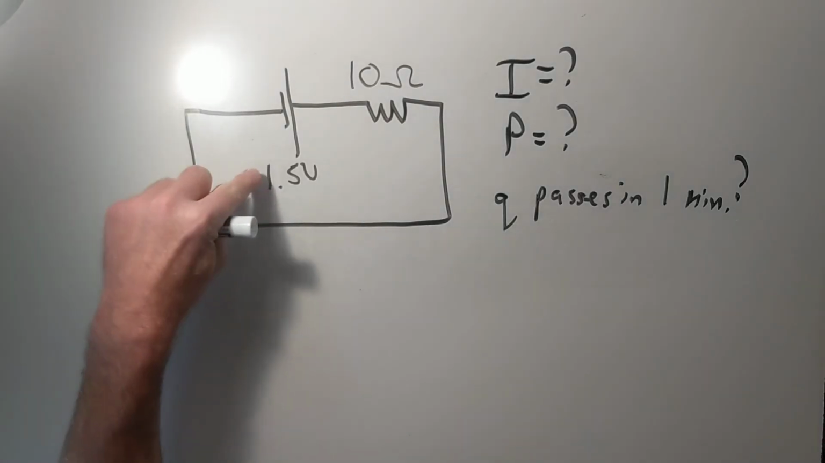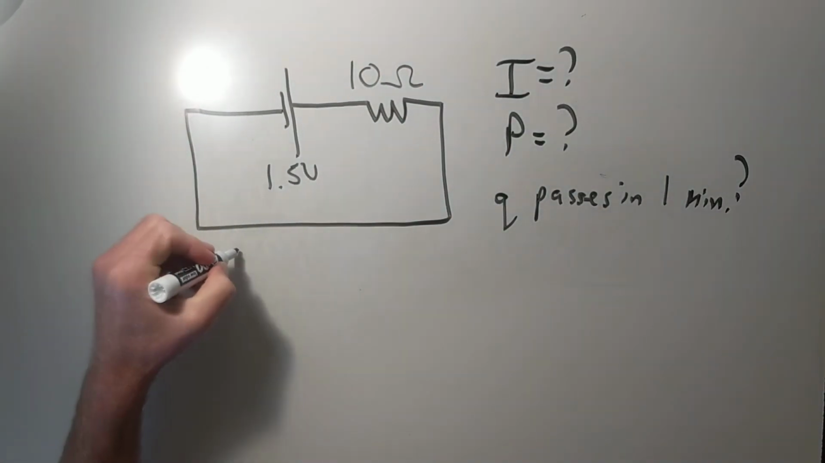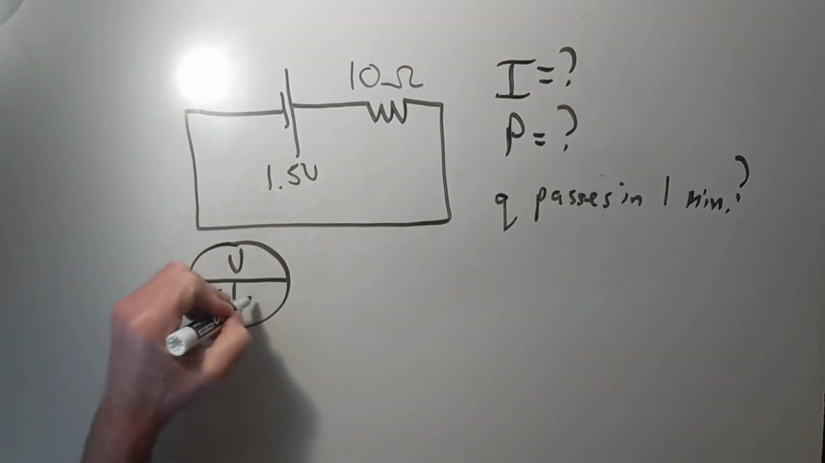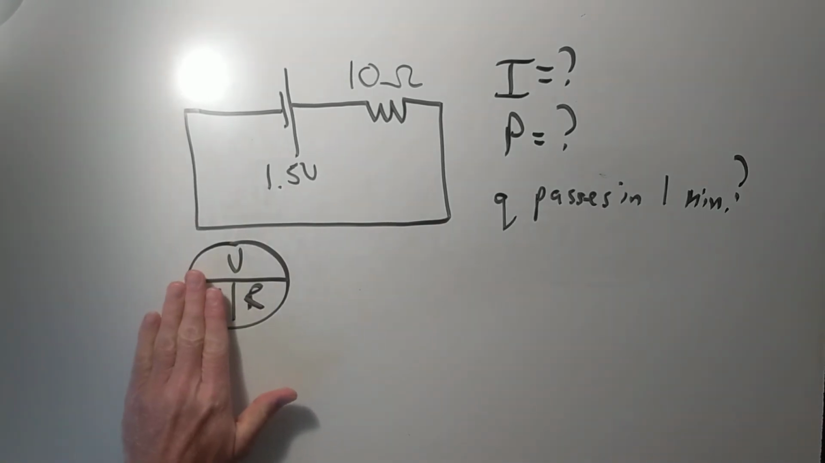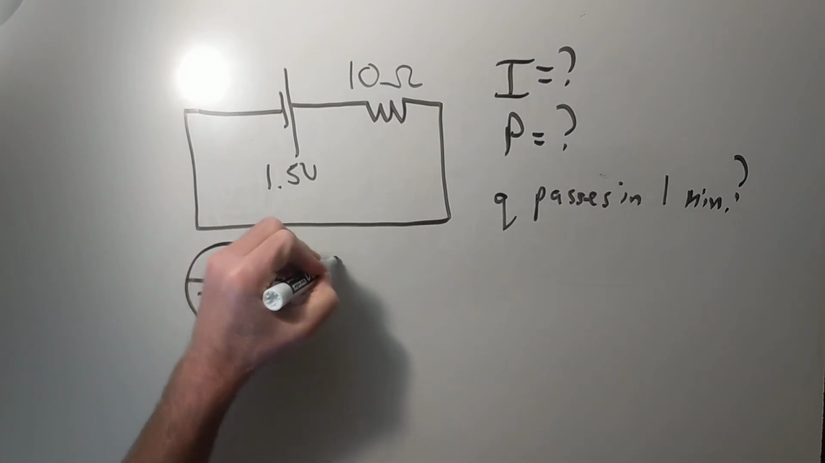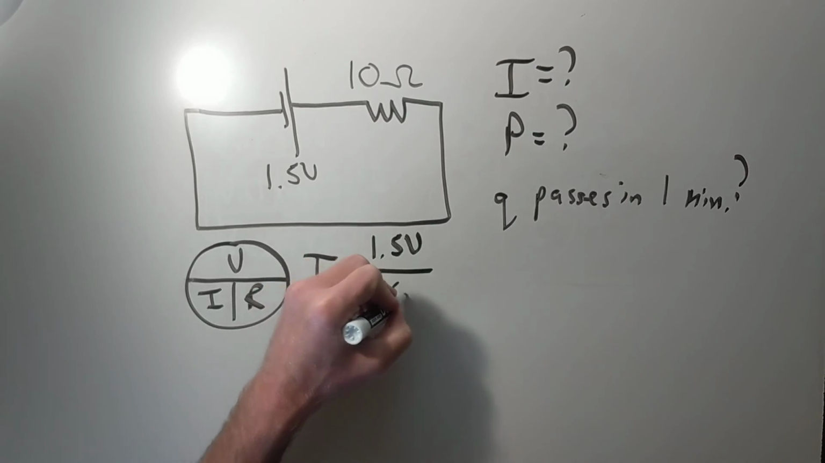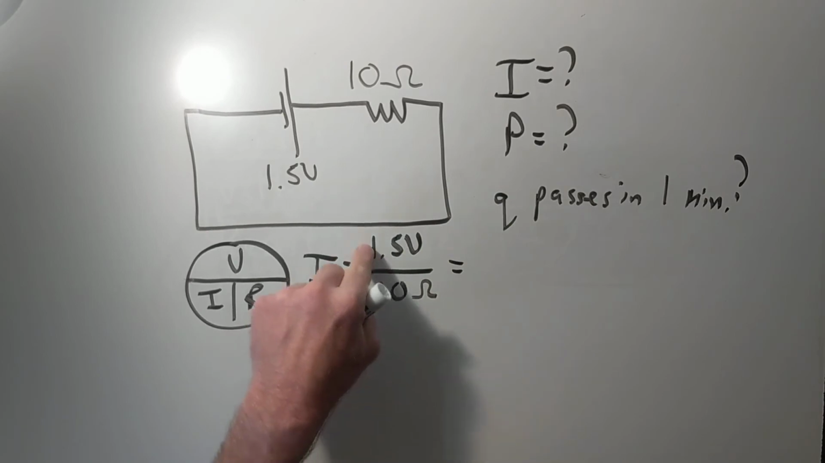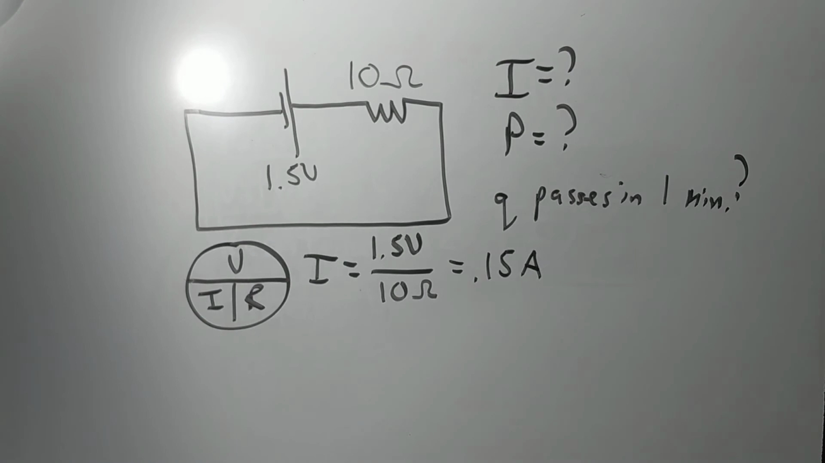The current. I have the voltage and I have the resistance, and I want to find the current. So I use Ohm's law. I can go back, look at my little algebra coin here. I want to find the current. Current is voltage divided by resistance. So that means that it's 1.5 volts divided by 10 ohms. And what that tells me is that the current, 1.5 divided by 10, is 0.15 amps. So that's the current that actually flows in the circuit.